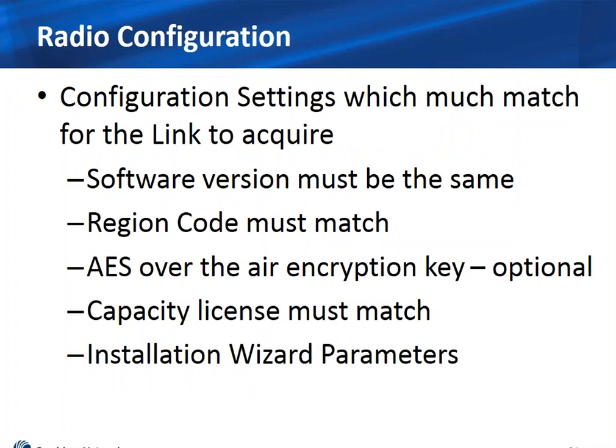With that said, radio configuration. If I've got to configure the radio, what has to match at both ends to make the link work? Couple things. Software version, region code or regulatory domain, AES over the air encryption key, that's an option. But if you've got AES turned on and they don't match, the link will never come up. Okay? Capacity license keys must match, so I can't have a light and a full. And lastly, all of your installation wizard parameters must match, and that's specifically all of your RF installation parameters as well.